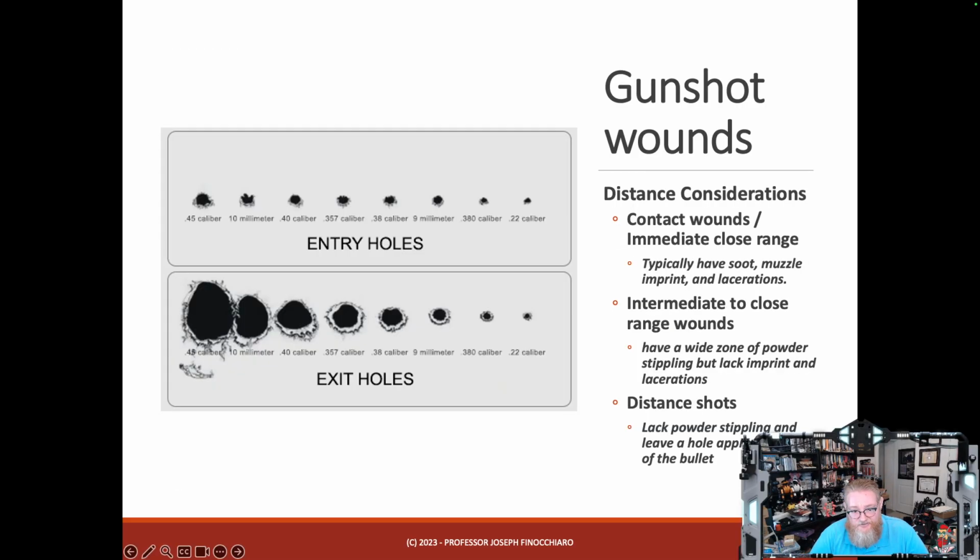Distance considerations. The first is contact wounds, which infers immediate close range. These typically have soot, muzzle imprint, and lacerations. Intermediate to close range wounds have a wider zone of powder stippling but lack imprint and lacerations. And finally, you have distant shots. They lack powder stippling and leave a hole approximately the size of the bullet.